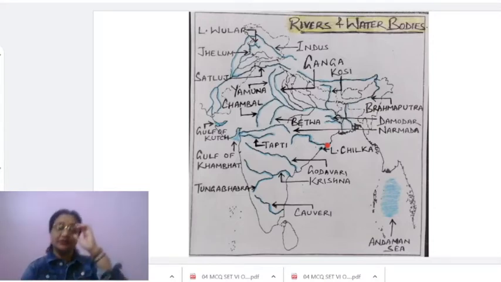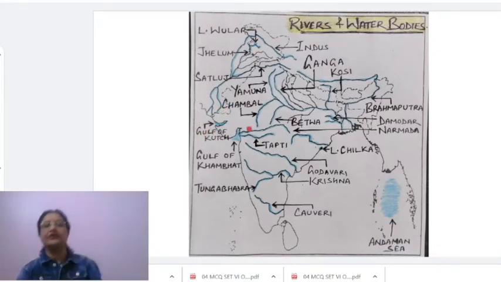Now let's talk about the two gulfs. Okay, this time you are just having the two gulfs. One is the Gulf of Kutch and the other is the Gulf of Khambat. Okay, you can see very clearly this is Gulf of Kutch. The upper one is Gulf of Kutch and the lower one, this is Gulf of Khambat. Just the two gulfs you have to mark.